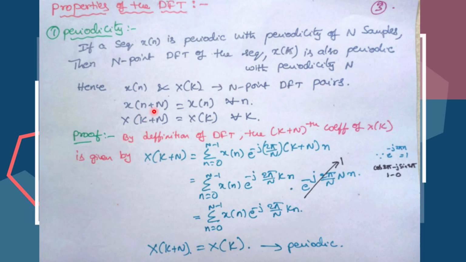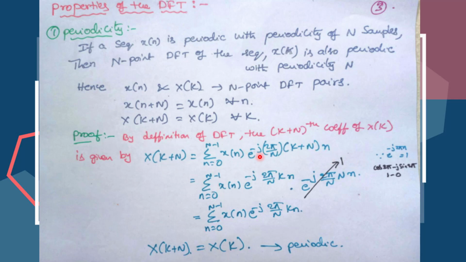So, x of n plus N is equal to x of n for all values of n. Then, X of k plus N is equal to X of k for all values of k. Let us see the proof for this periodicity. By definition of DFT, the k plus Nth coefficient is given by, let us take the left hand side, X of k plus N. From this left hand side we have to prove X of k. So X of k plus N is equal to the summation of x of n e raised to minus j 2 pi by N, where k is replaced with k plus N.